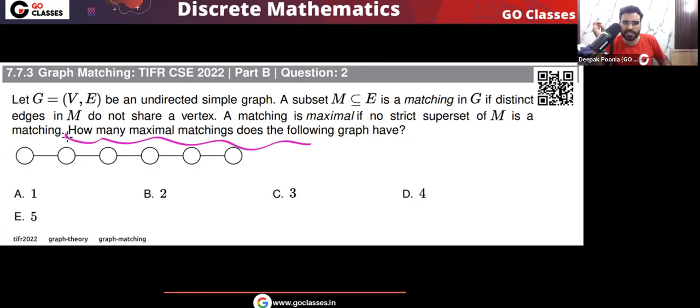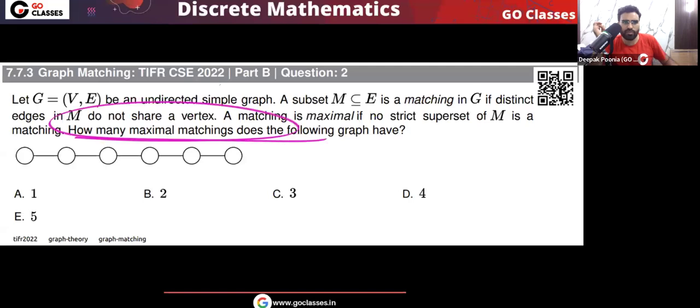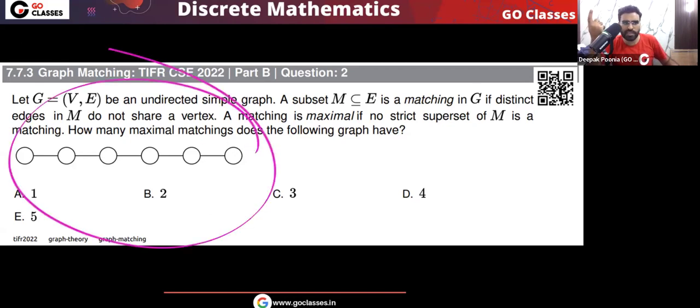How many maximal matchings are there in the following graph? So this path graph is given to you on 6 vertices, and we need to find the number of maximal matchings. Now, how to solve this question? The one method is we do it manually.